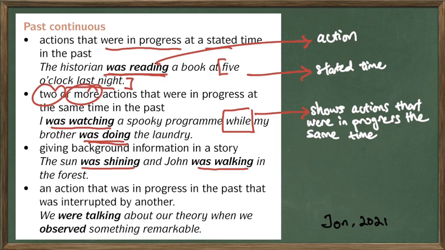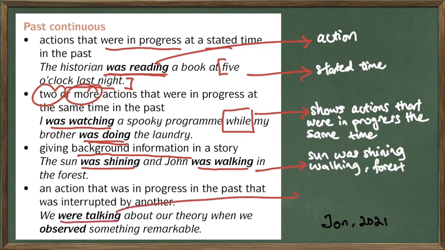Next, we use the past continuous to show background information in a story. Background information, latar belakang di dalam sesuatu cerita. So for example, the sun was shining and John was walking in the forest. So in the story, we know that at that time the sun was shining and then John was walking in the forest.